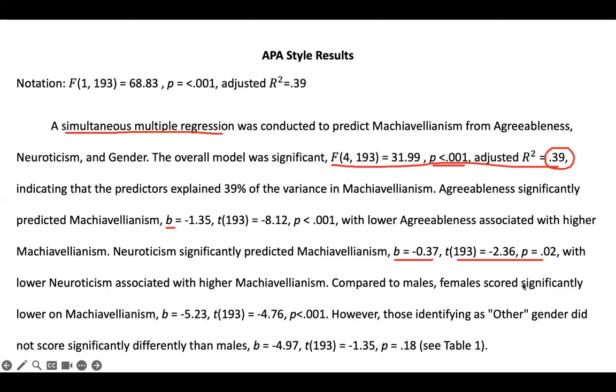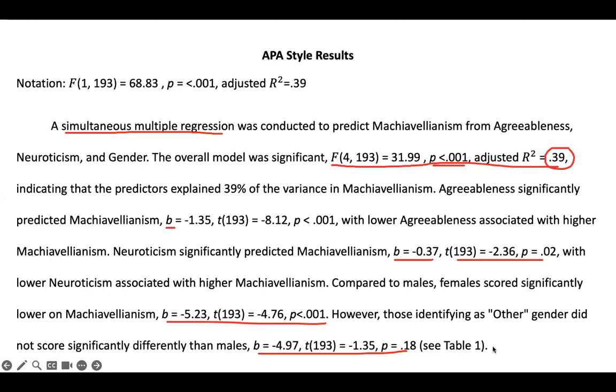Compared to males, females scored significantly lower on Machiavellianism. Same thing here. And then I did note that, however, those identifying as other gender did not score significantly differently than males. And so I still reported that information. Now I'm saying see Table 1, because that way you can include the details in the table. It just has a little bit more information there, so you can include your confidence intervals.